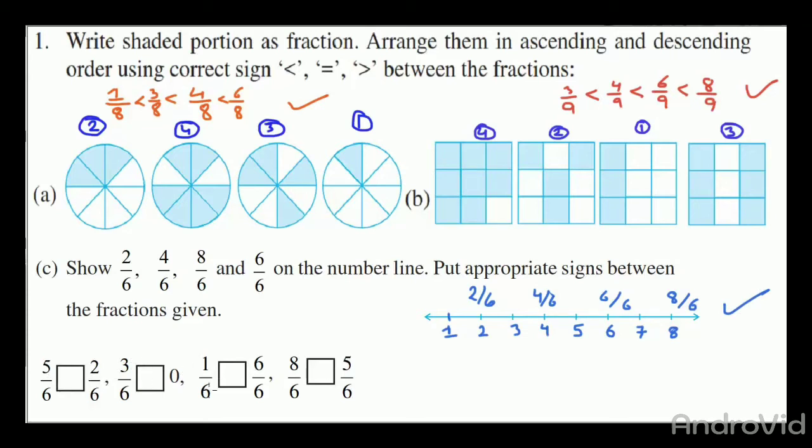Now, using the signs, this is having same denominator, therefore highest numerator would be greater. Similarly, 0 means nothing, 3/6 would be greater, and here again 6/6 would be greater because 6 parts out of 6. Here we have 8 parts out of 6, that would be greater than 5/6. This is your first question.